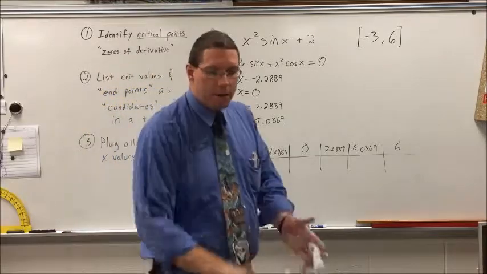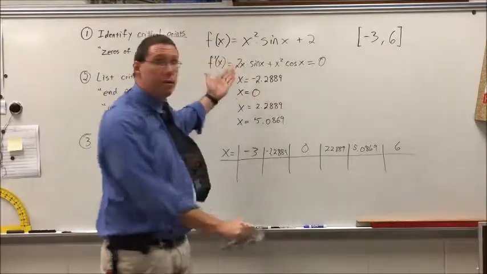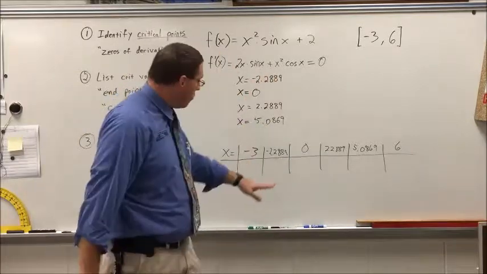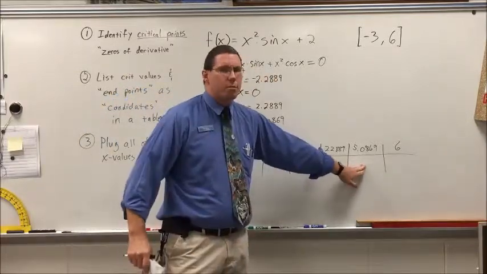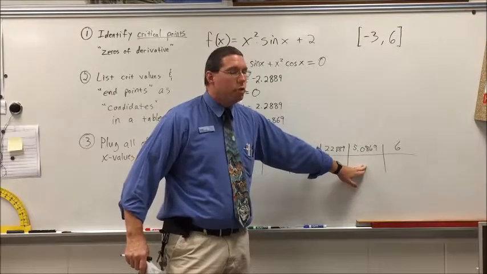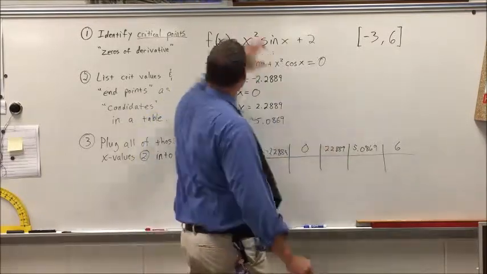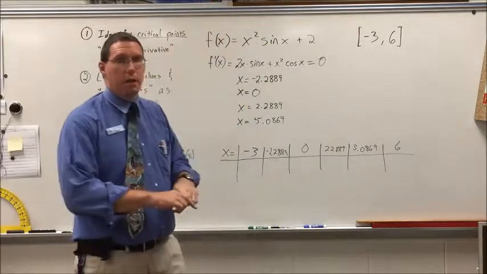How do I know you're going to get 0? Because they're the zeros of the derivative. So if you plug these in, you'll get 0. If you start getting 0 for all of these, or something close to 0, you know you did something wrong. You need to be plugging these numbers into the original function.